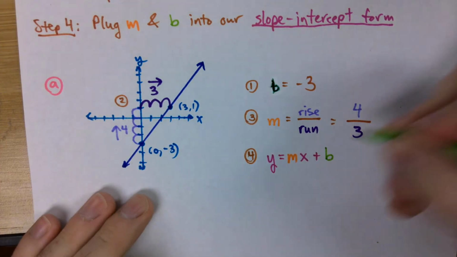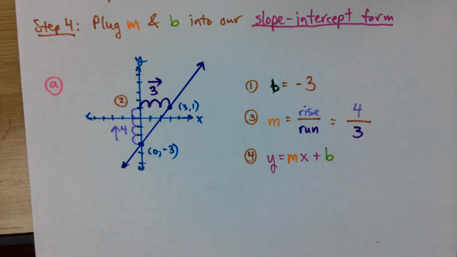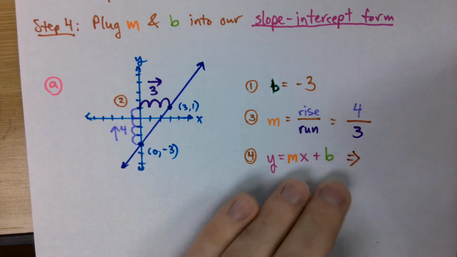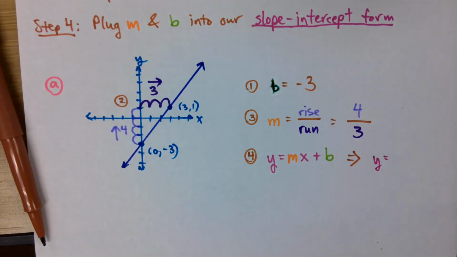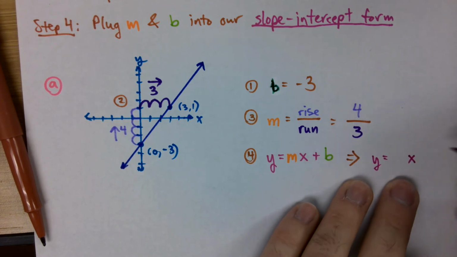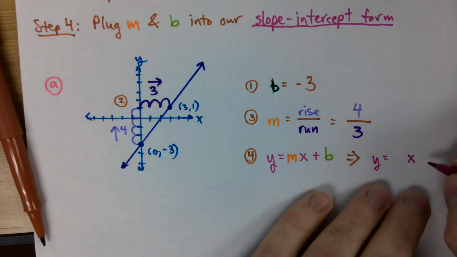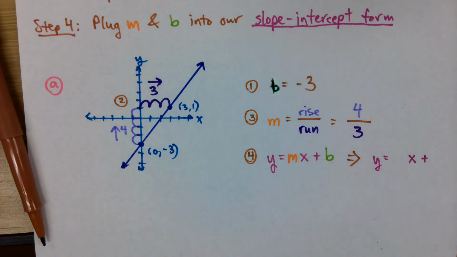Finally, step 4, we take our slope-intercept form, y equals mx plus b. We're going to replace m with the fraction that we found, and we're going to replace b with the y-intercept that we found. All right? So this becomes y equals something x plus something.